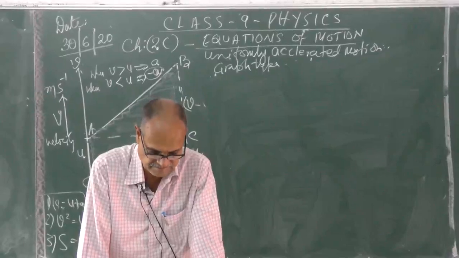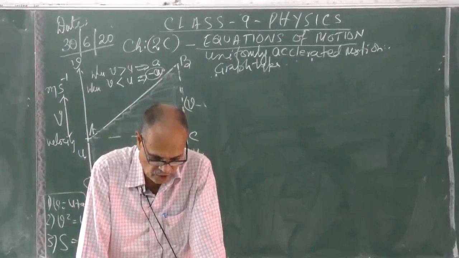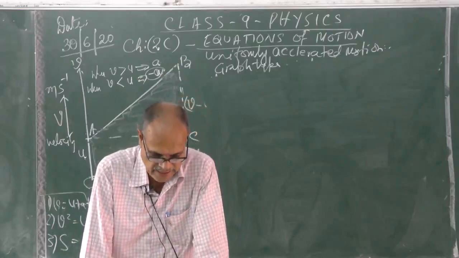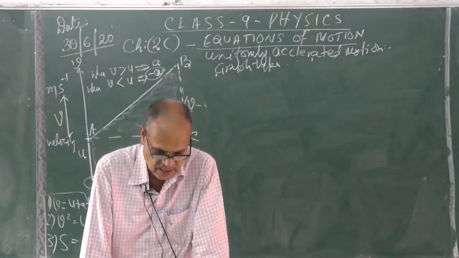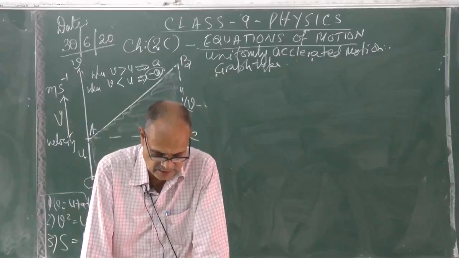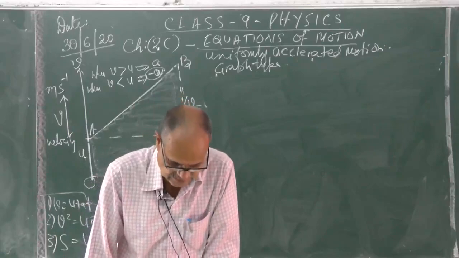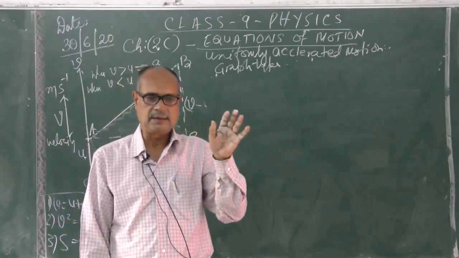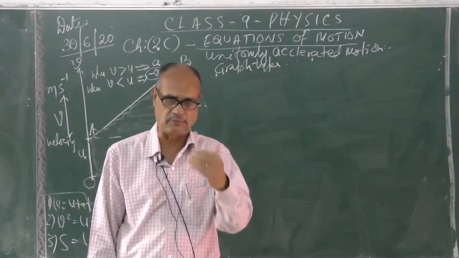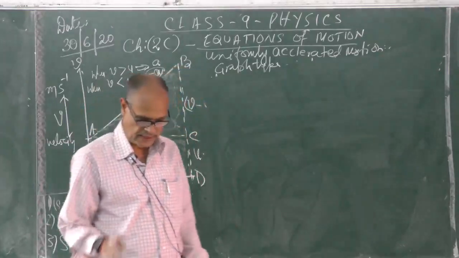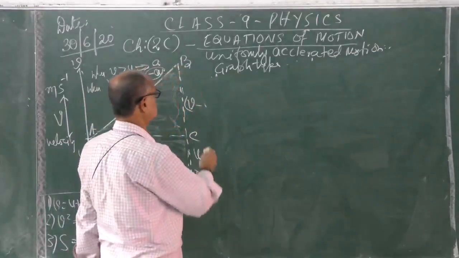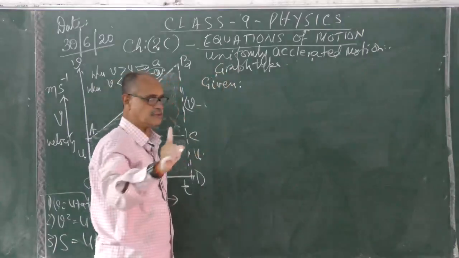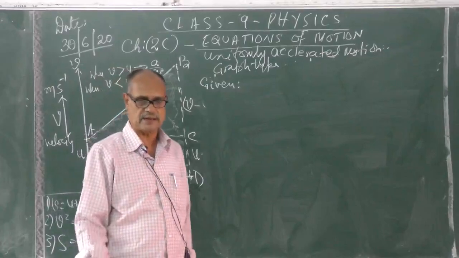From rest with a uniform acceleration of 2 meters per second square, find the distance covered by the body in 2 seconds. The information is to be taken in a tabular form, in the data form you have to give. So here, the first column is called given. What is given, you have to write. What information are you getting from this?